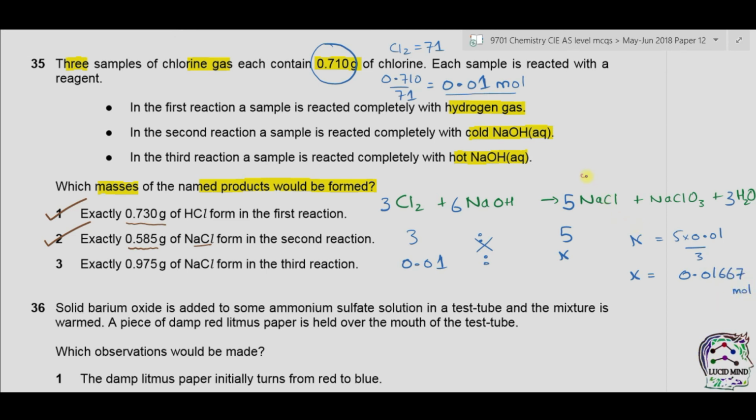The molecular mass of sodium chloride is 58.5. Converting these moles into mass, mass is equal to moles into Mr. The answer comes equal to 0.975 grams. In option 3 exactly same mass is given, so therefore 3 is also correct. As all 3 options are correct, the answer is A.